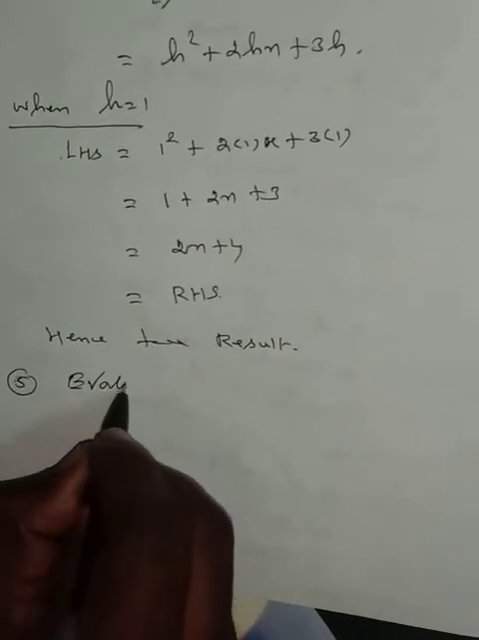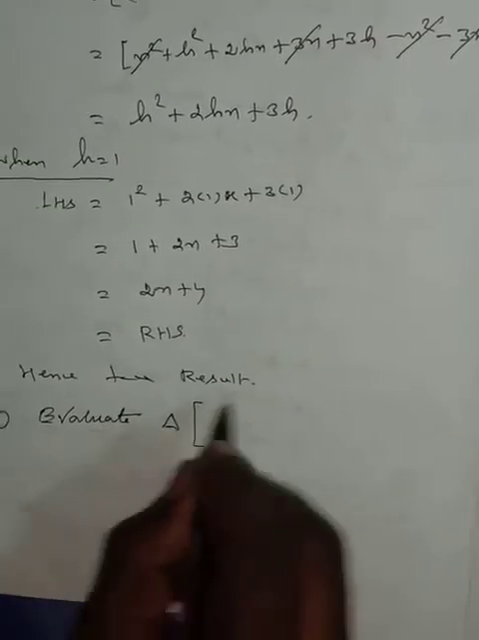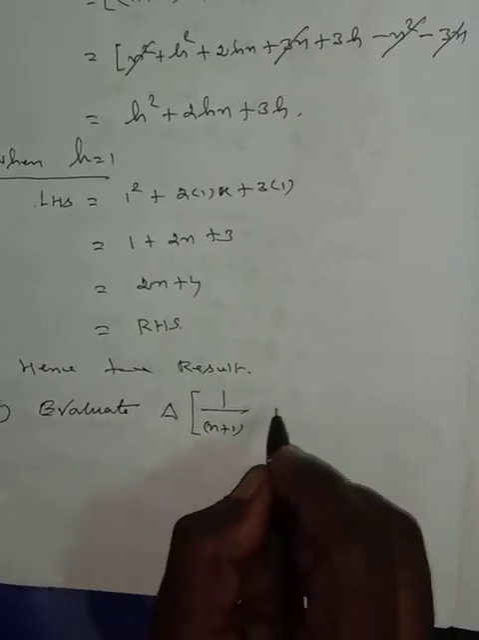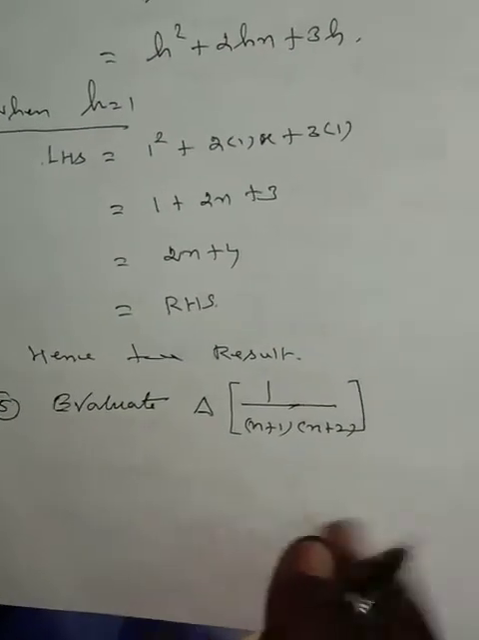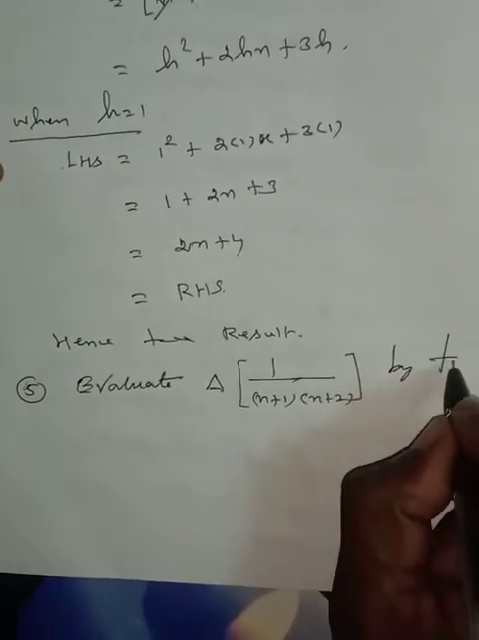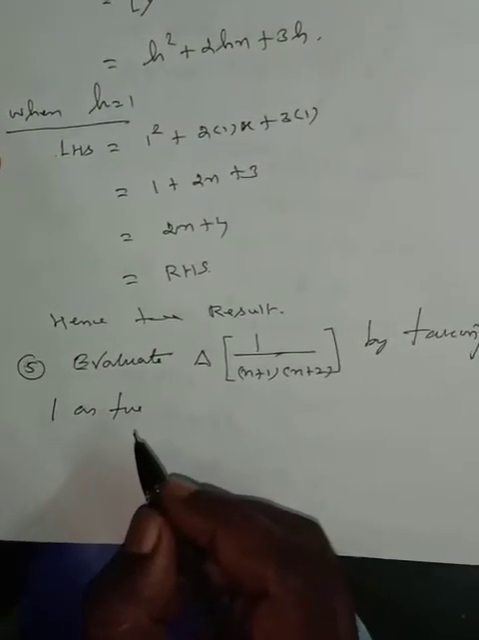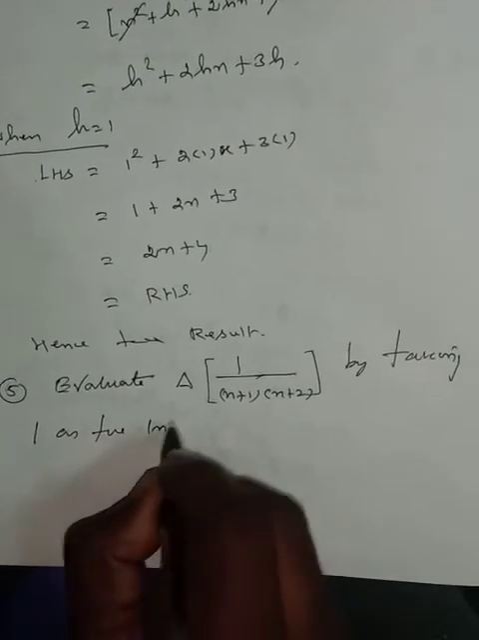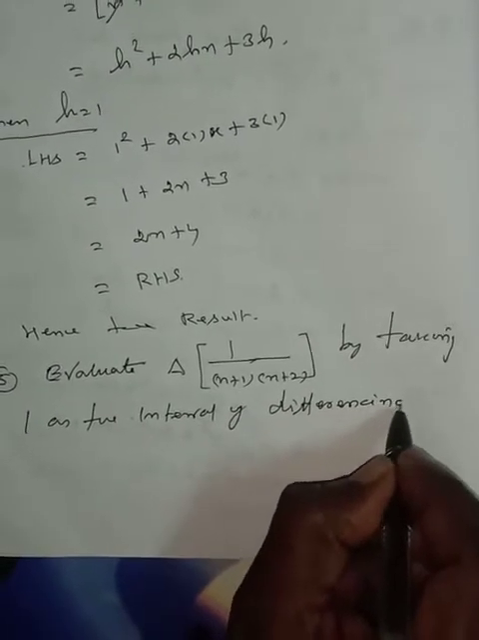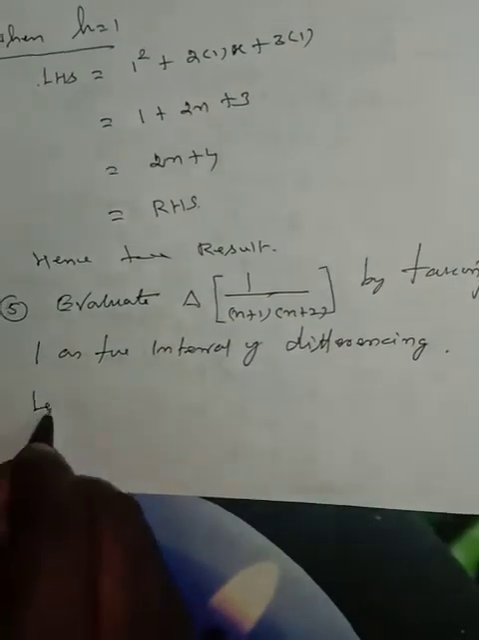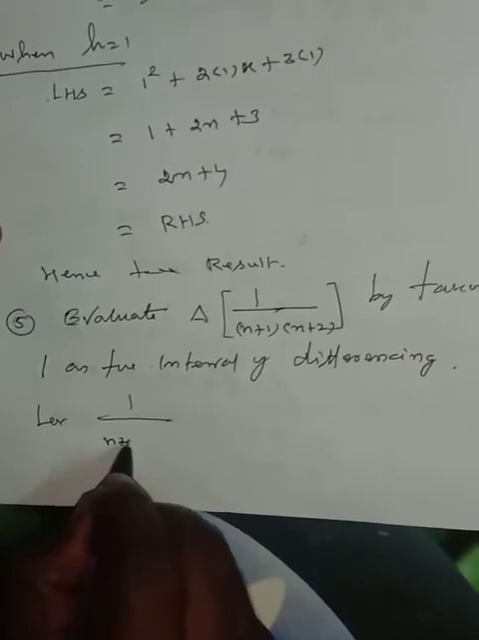Evaluate delta of 1 by x plus 1 into x plus 2, by taking 1 as the interval of differencing. Let 1 by x plus 1 into x plus 2.